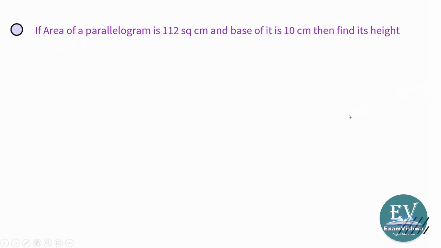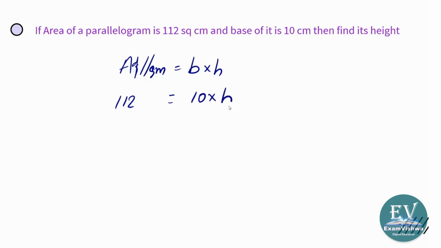If the area of a parallelogram is 112 square centimeter, the base of it is 10 centimeter, then find its height. Simply, area is given, and you are asked to find the height of the parallelogram. So it will again be substituting in the formula. Area of parallelogram is equal to base into height, where we have area given as 112 square centimeter, base given as 10 centimeter, height is not given.